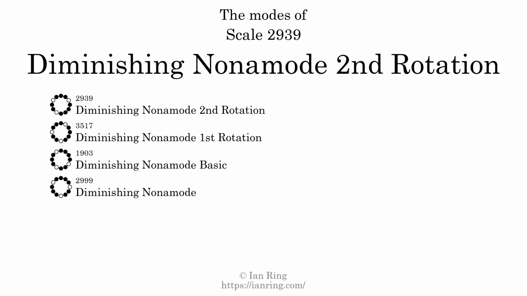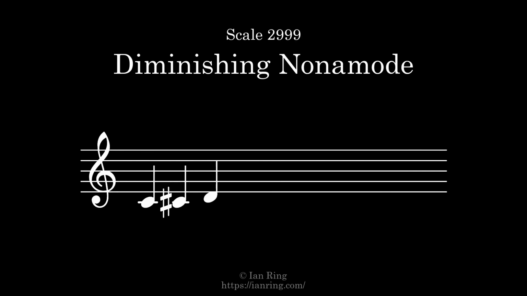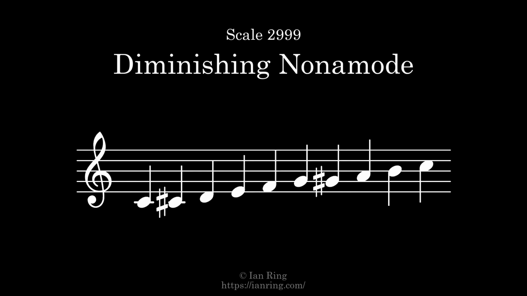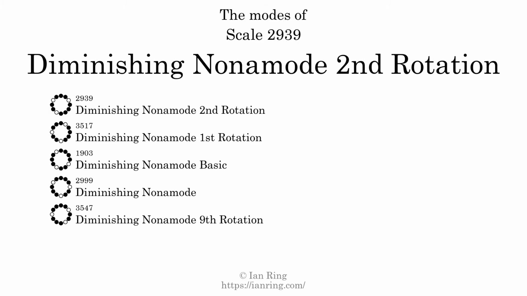The fourth mode is scale 2999, also known as diminishing nonamode. It sounds like this. The fifth mode is scale 3547, also known as diminishing nonamode ninth rotation. It sounds like this.